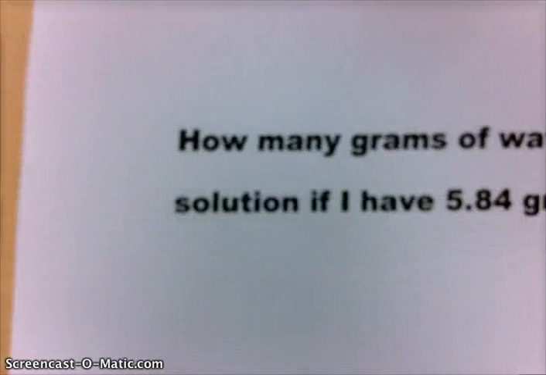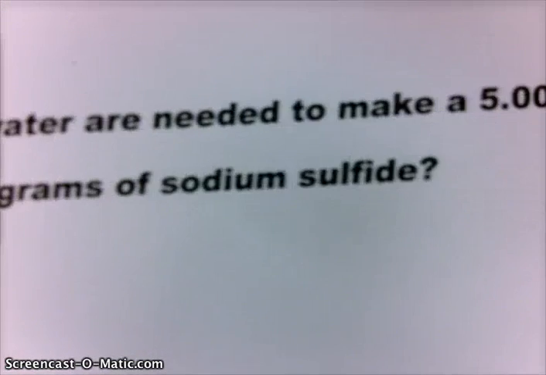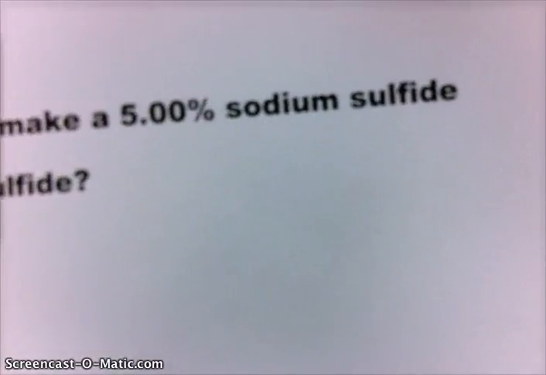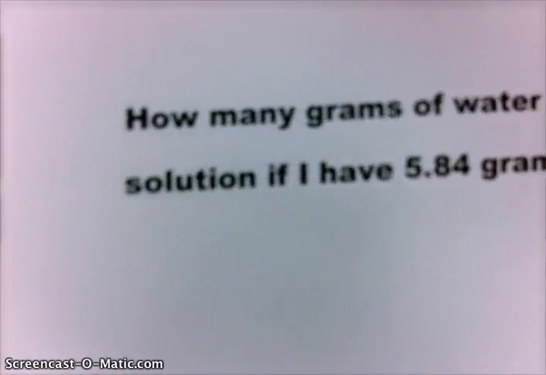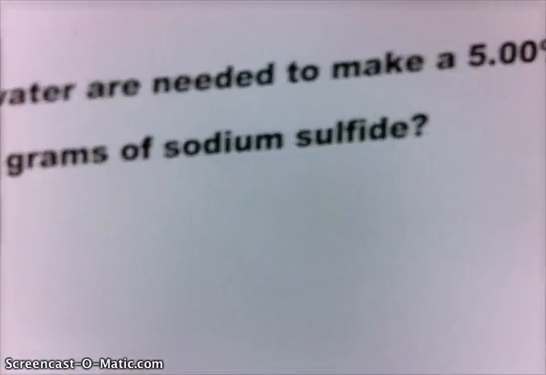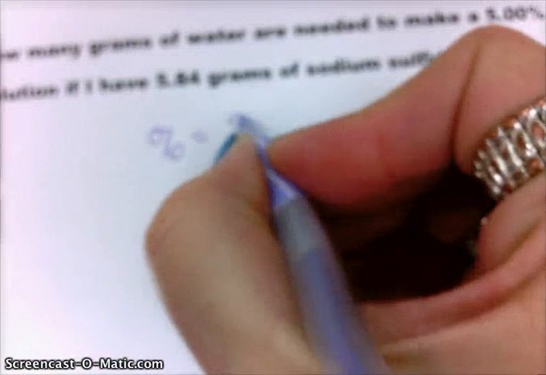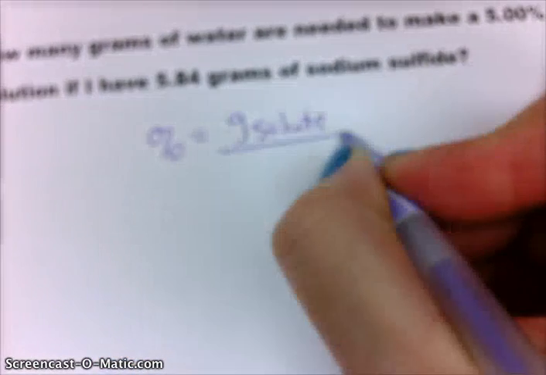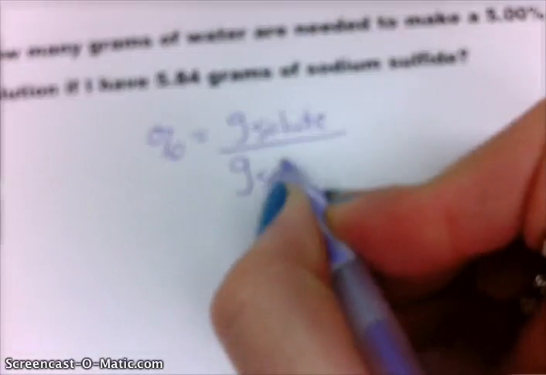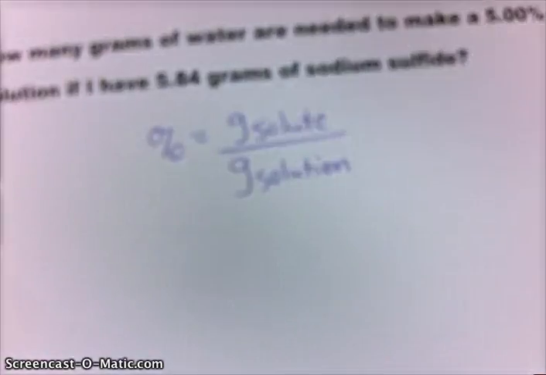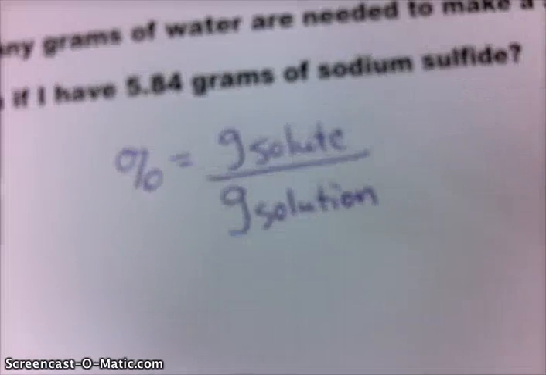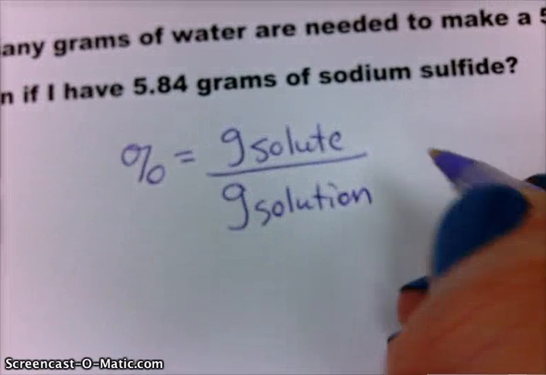So let's try that again. How many grams of water are needed to make a 5% sodium sulfide solution if I have 5.84 grams of sodium sulfide? So this is a mass percent problem. Let's review our formula for mass percent problems. The percentage equals grams of our solute over grams of solution, times 100.